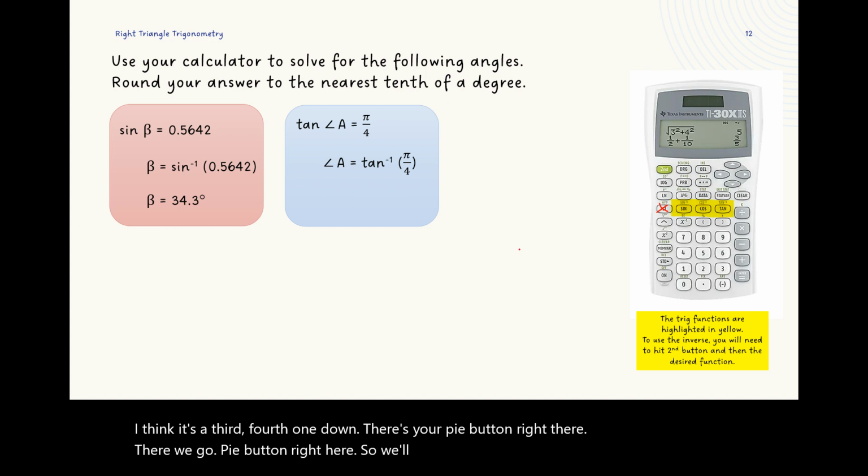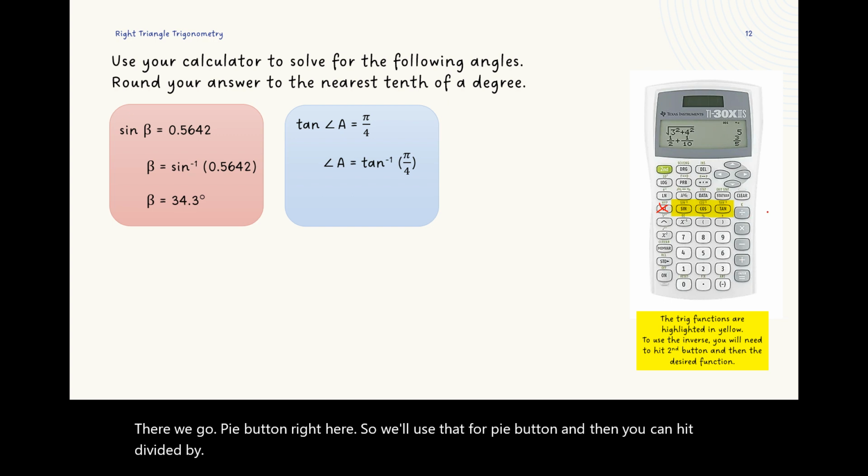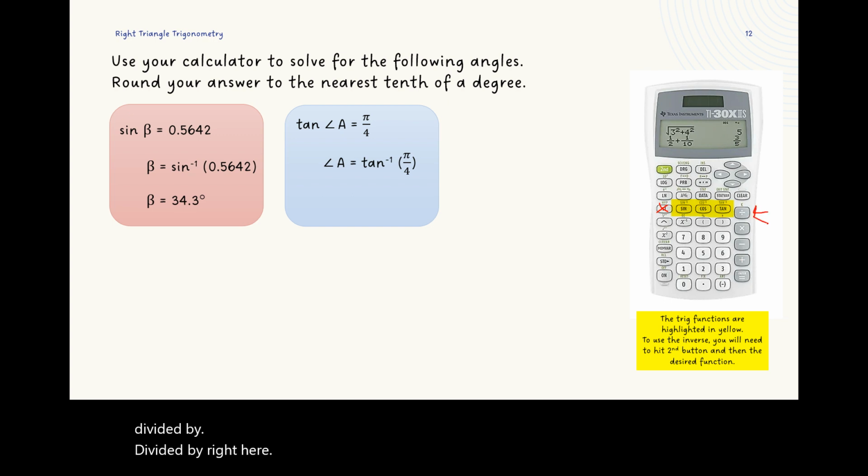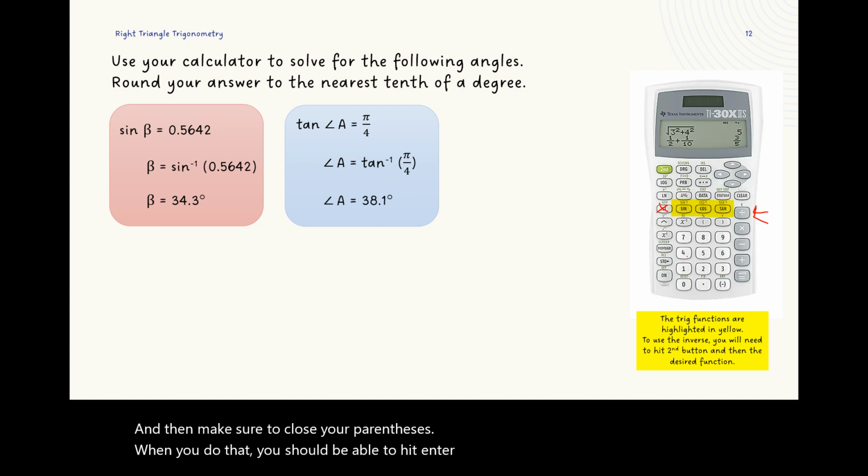So we'll use that for pi, and then you can hit divided by 4, and then make sure to close your parentheses. When you do that, you should be able to hit enter, and you will get angle A is 38.1 degrees. Trying the next one.